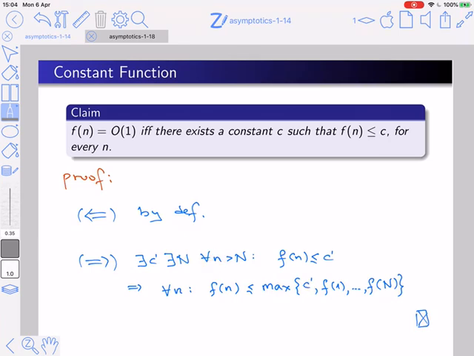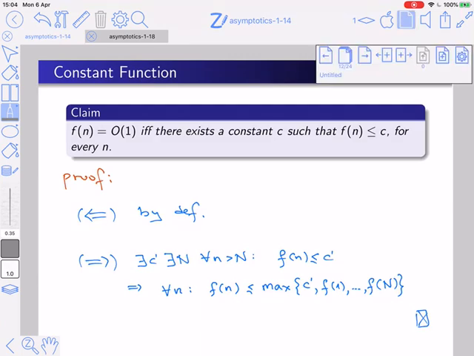For the small arguments, those that are less than or equal to N, I've written here the values of the function. So f of n, for every n, is going to be bounded by the right-hand side.